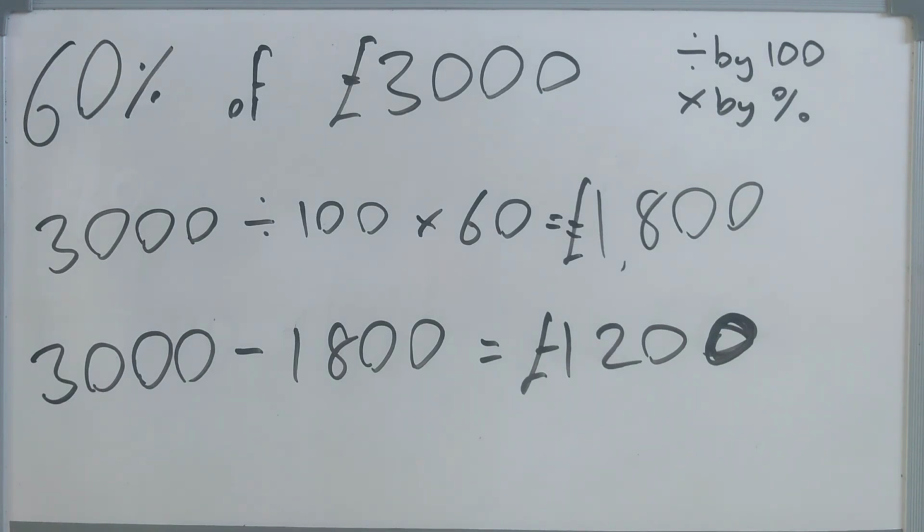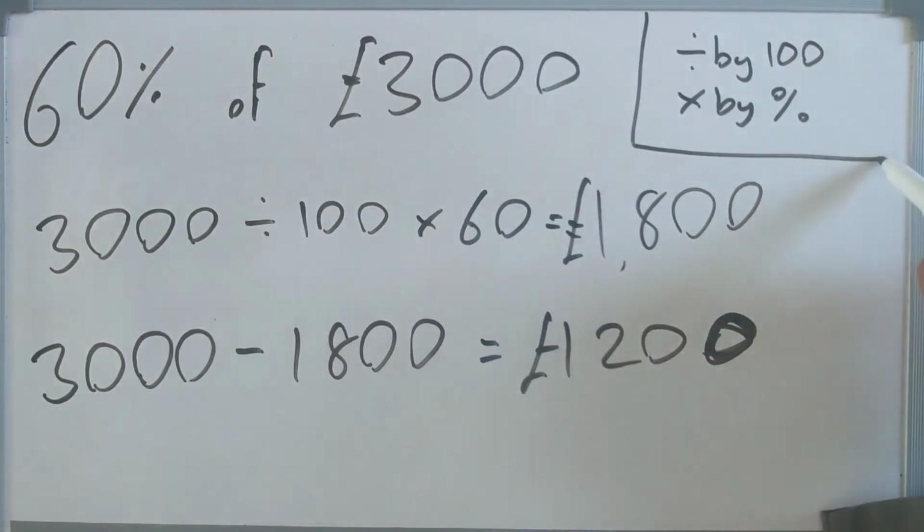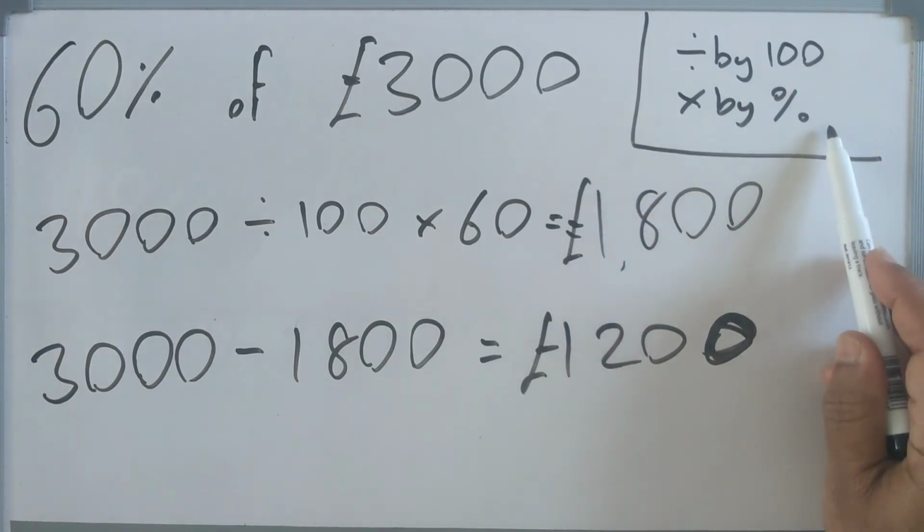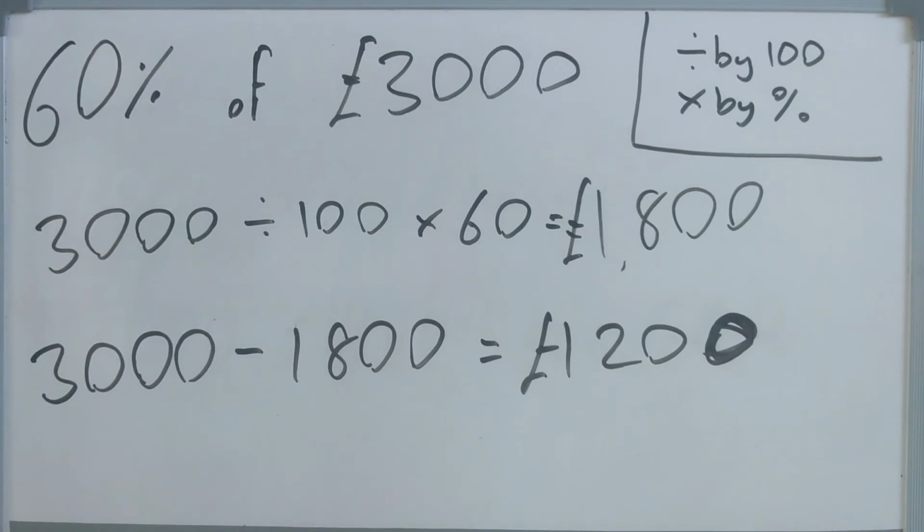Okay, so just to summarize, the rule for working out percentage of anything is here: divide by 100 times by the percentage you're after, and if it's a percentage increase, we're going to add the increase onto the original amount, and if it's a decrease, we're going to take that away from the original amount.